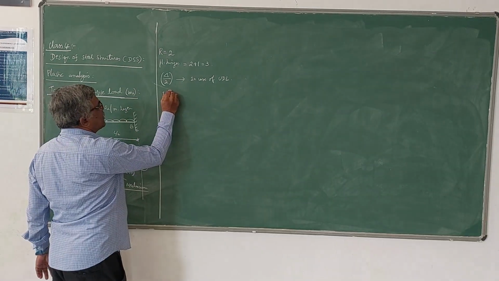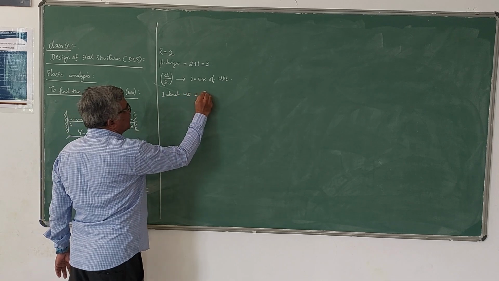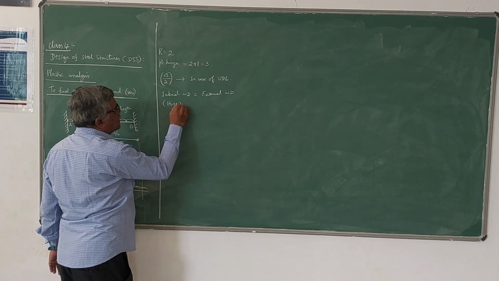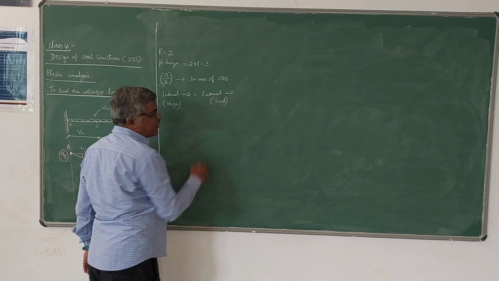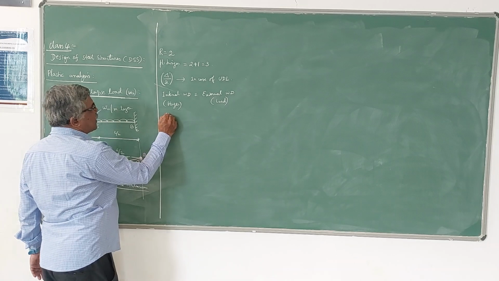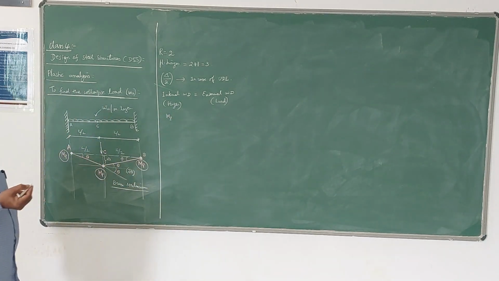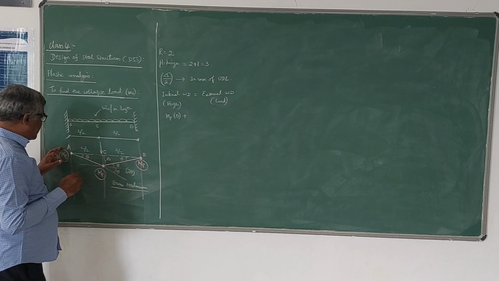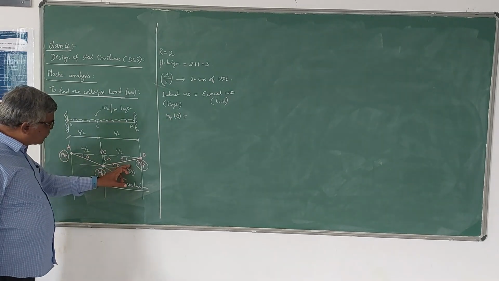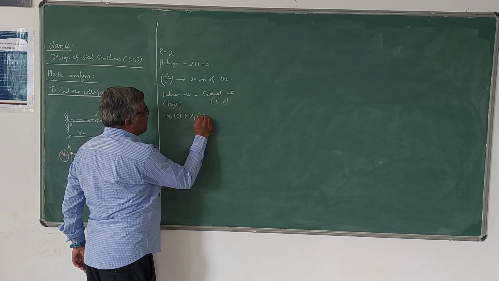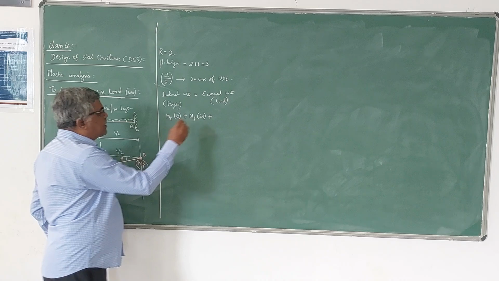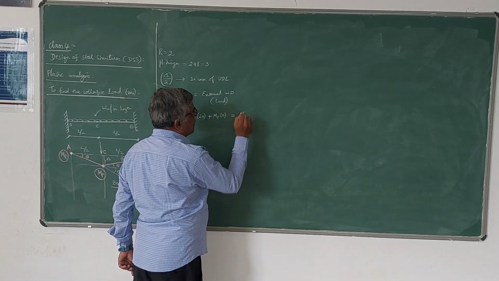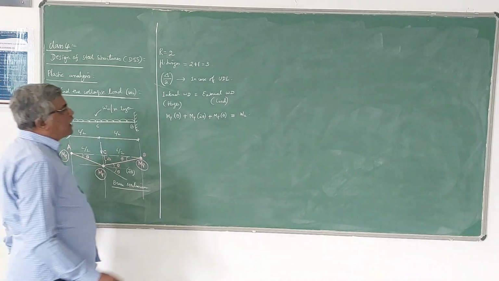Now let us use the concept, internal work done is equal to external work done. Internal work done is due to the plastic hinges that are going to form. External work done is due to the load applied on the beam. Internal work done is given by MP multiplied by the corresponding rotation. So there will be 3 plastic hinges here: MP into theta at A, plus MP into 2 theta at C, plus MP into theta at B. This should be equal to the external work done, WU into delta by 2.